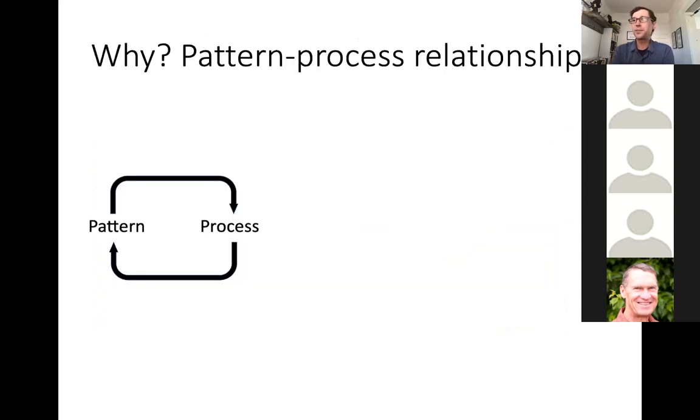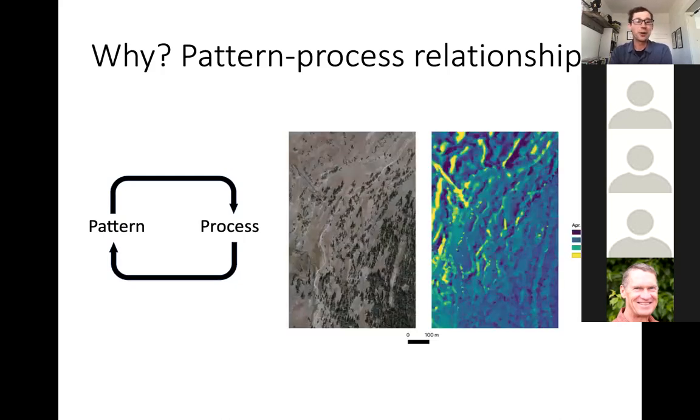But to me, the things that are most exciting about making maps from field data is that they really focus us on pattern-process relationships. I'm a landscape ecologist by trade, and that means that I'm really interested in how ecological patterns influence ecological processes and vice versa. So a good example of that would be the processes that are going on at alpine tree line. So this is a set of maps.